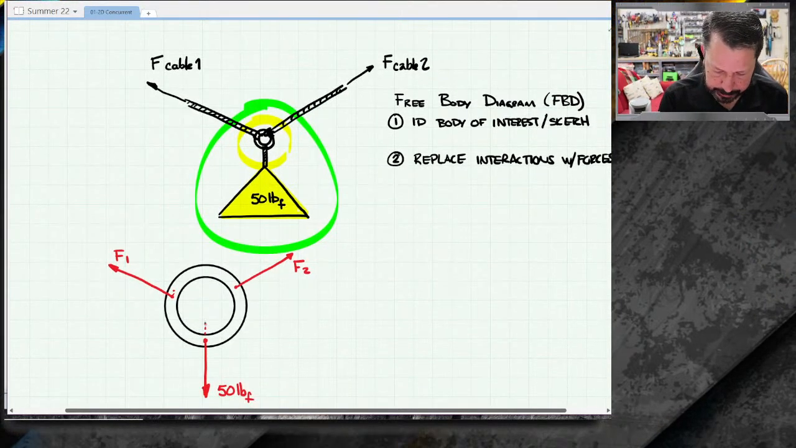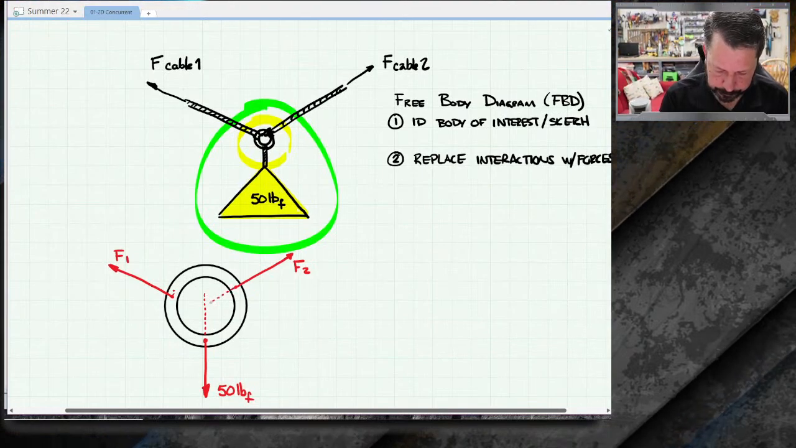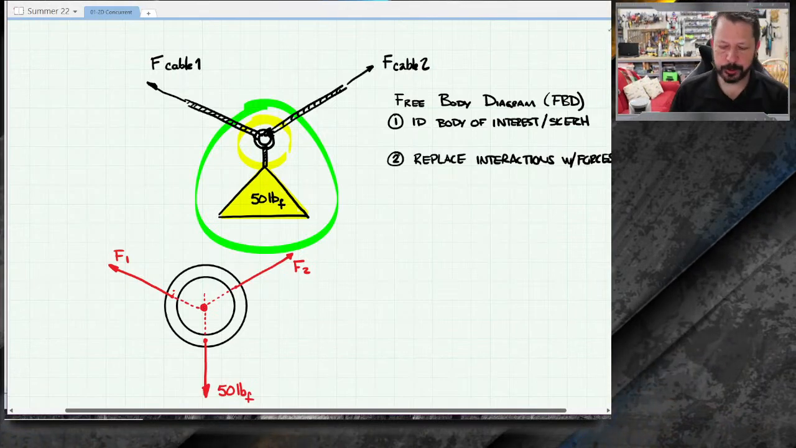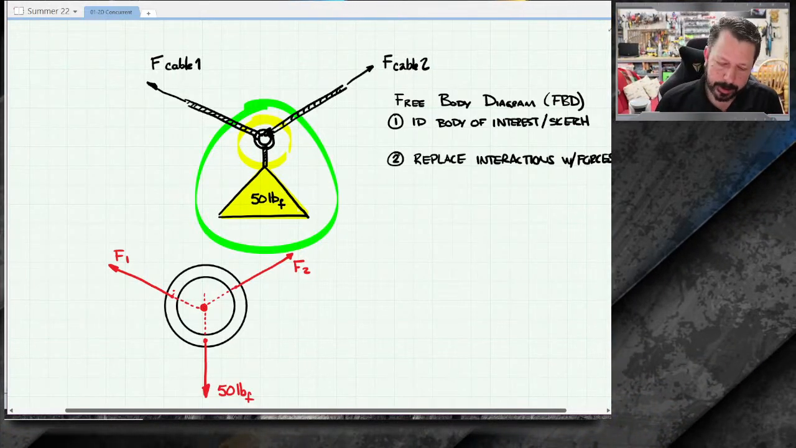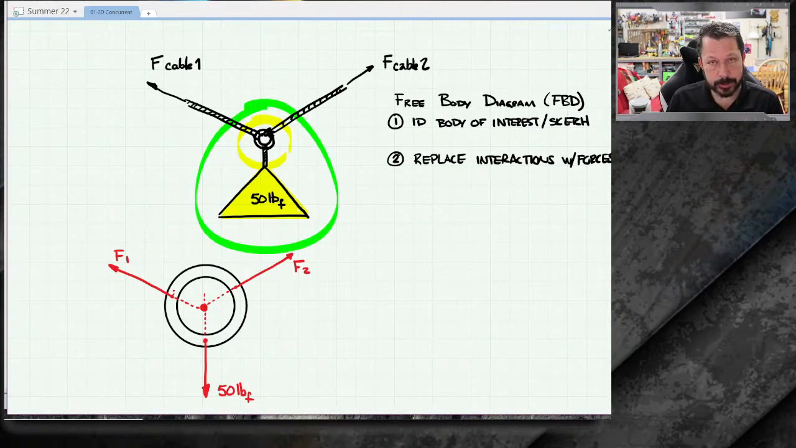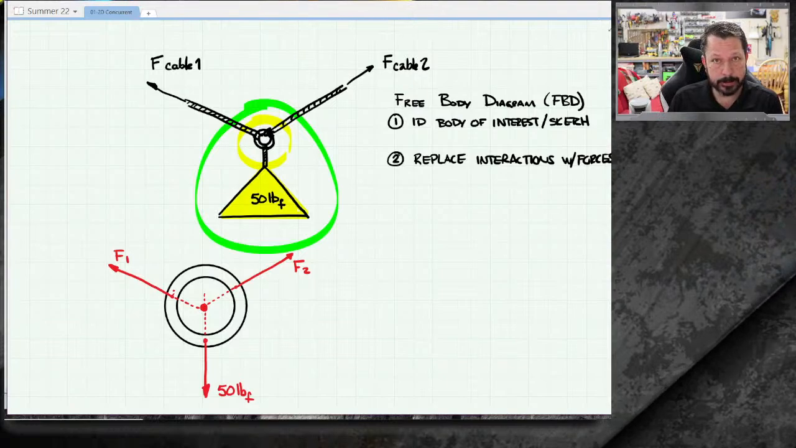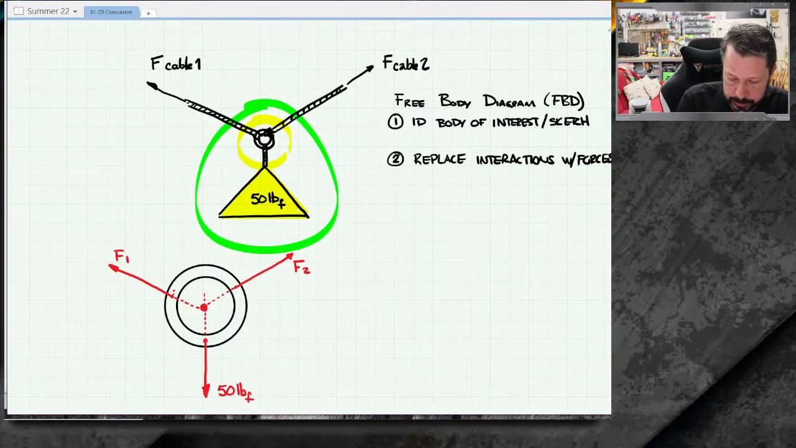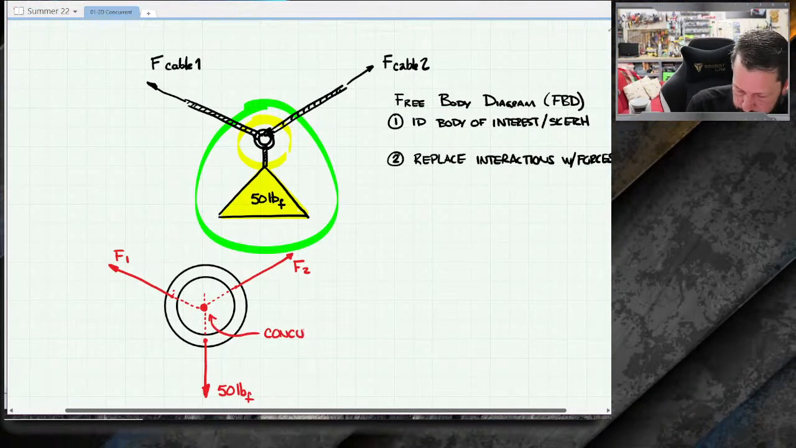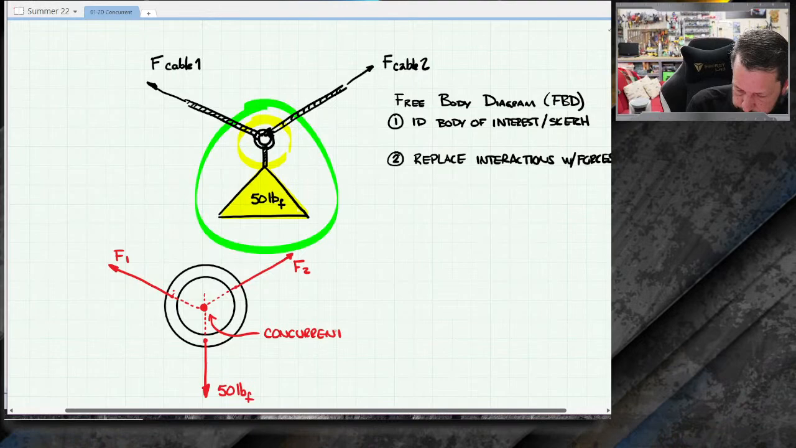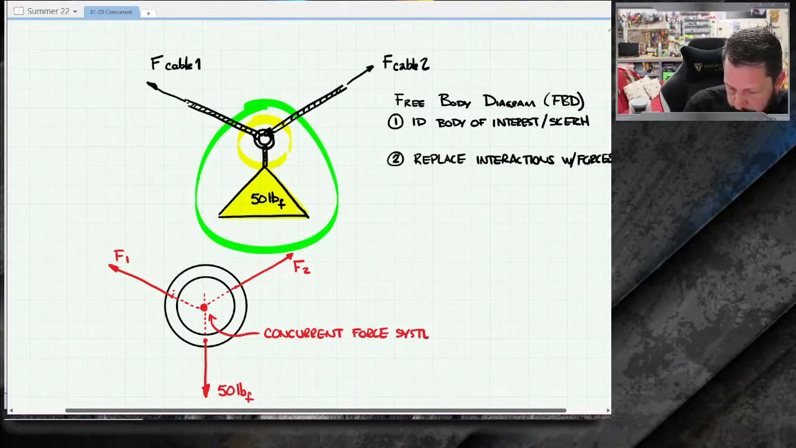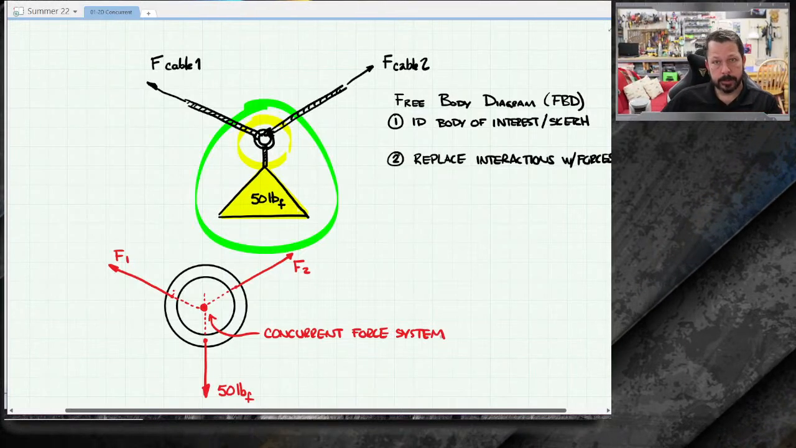Then if I extend these lines of action, I have to fudge a little bit because my drawing wasn't that great, but I have a concurrent force system. All the lines of action for the major forces in this system intersect at one point. So this is a concurrent force system. Okay, so that's good.